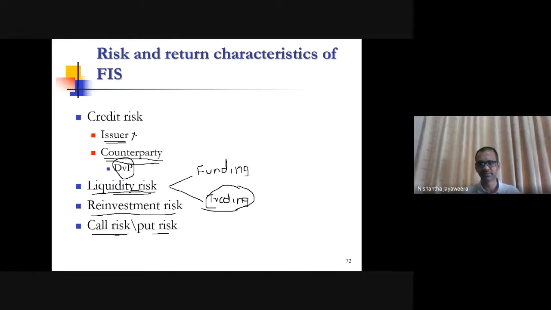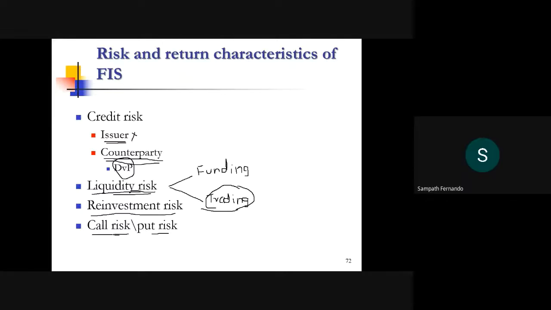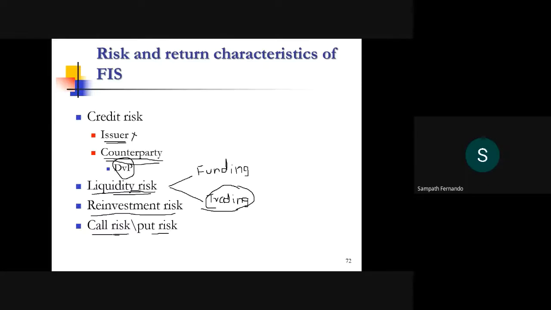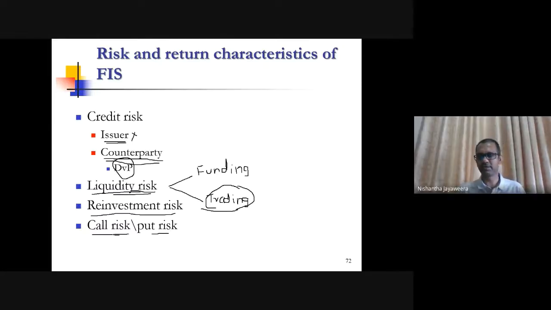Clear? Any questions? Can you explain the DVP? Sorry, I cannot hear you. Can you explain the DVP? DVP, yes.